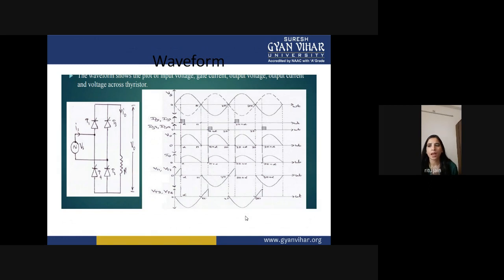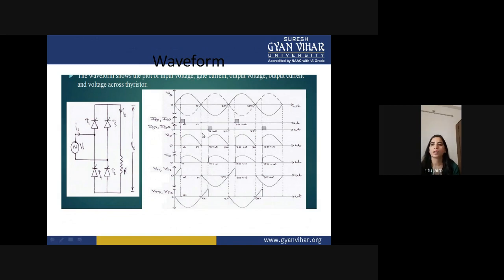So what is happening in this diagram? First question is why it is called a full wave converter. When you see these waveforms, I am going to explain that in this converter, not only is the positive half cycle converted into DC, but the negative half cycle of the input voltage is also converted into DC voltage. Okay, I will explain.